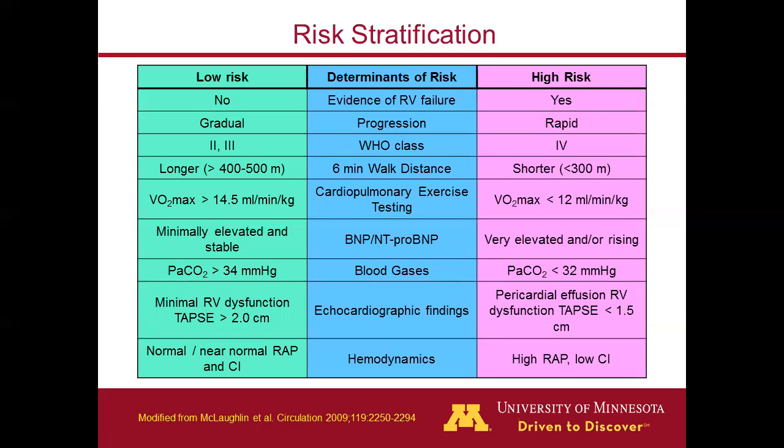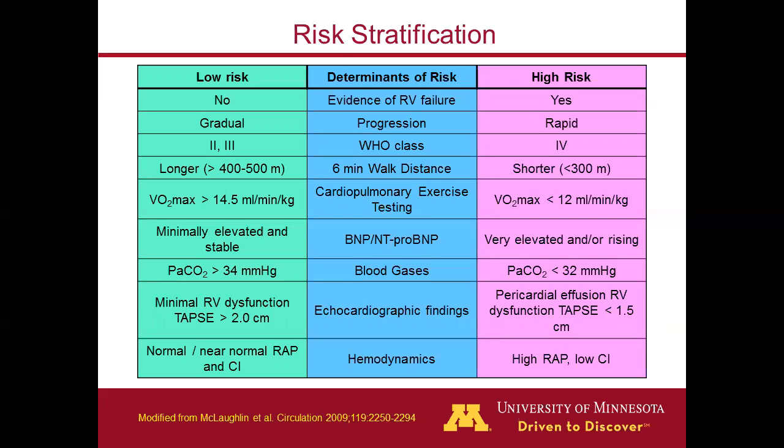On the echo, if they have pericardial effusion or their RV function is significantly reduced. Their TAPSE is less than 15. Or when you do a hemodynamic study, if your right atrial pressure is very high and cardiac index is low. So what matters is how the right ventricle handles this.